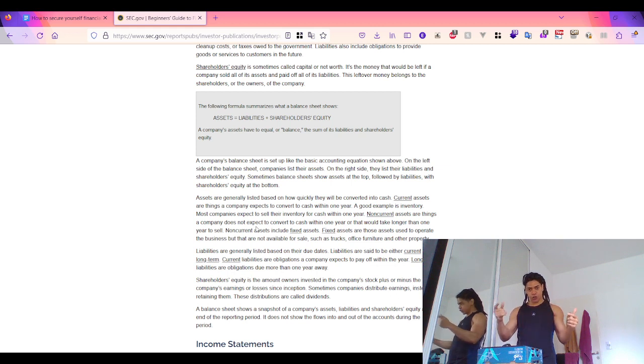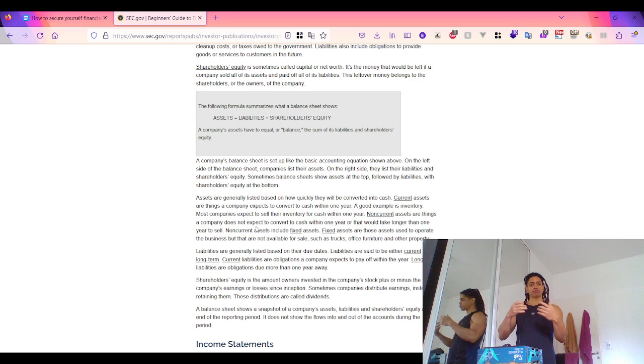The liabilities are generally listed based on their due dates. So you have current liabilities, the obligations that a company has to pay off within a year or less, and long-term liabilities due in more than one year.